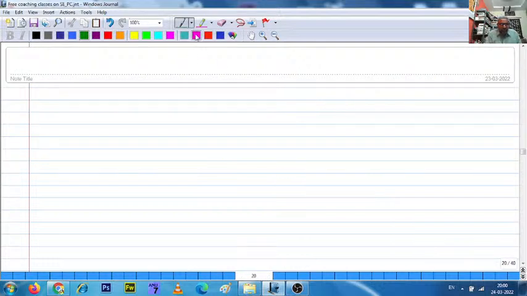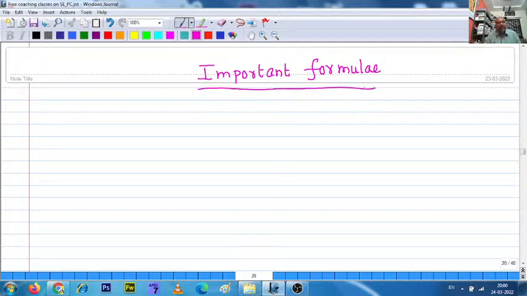Now I am going to discuss important formulae today. After that, tomorrow I shall discuss the next formulae. That is actually based on this. First formula, this one, remember.